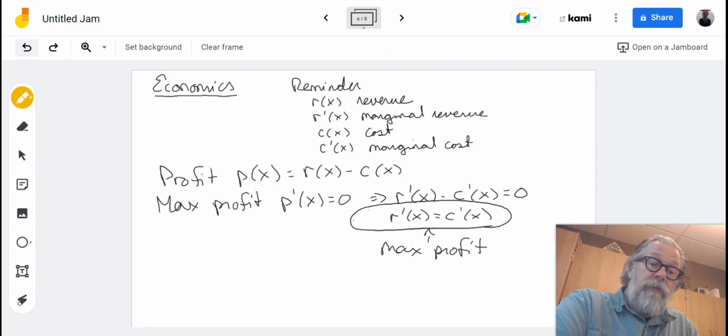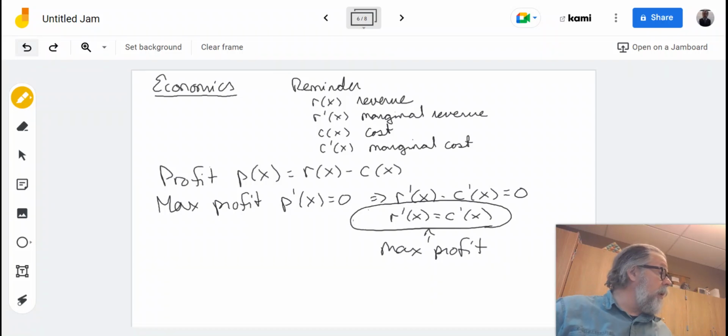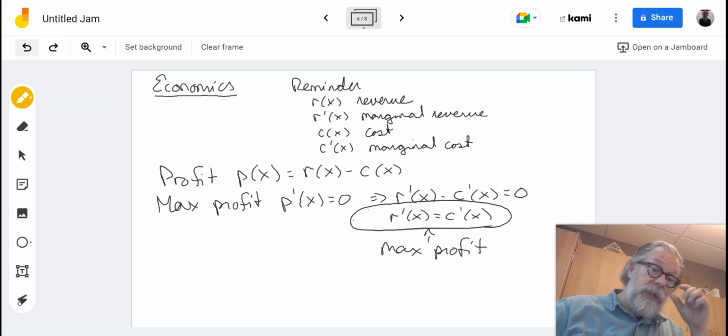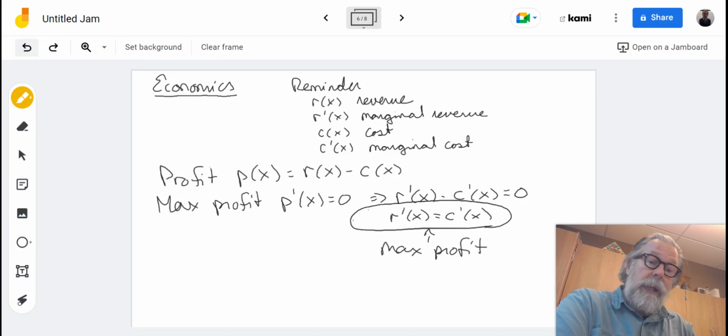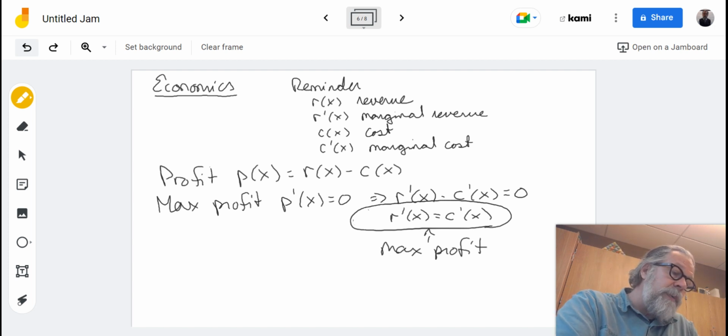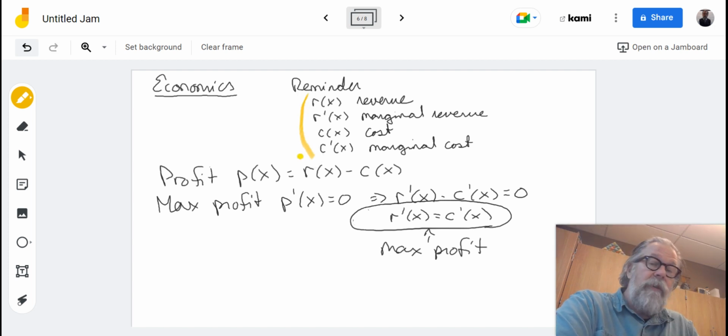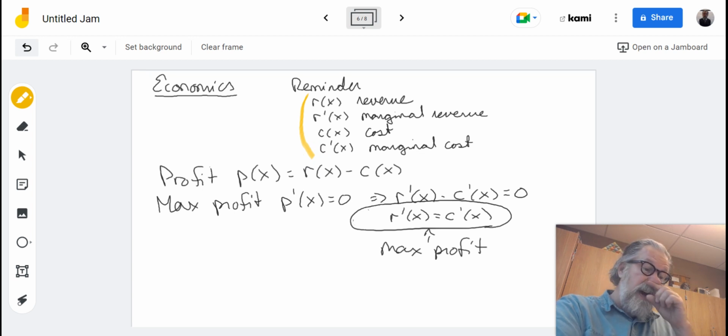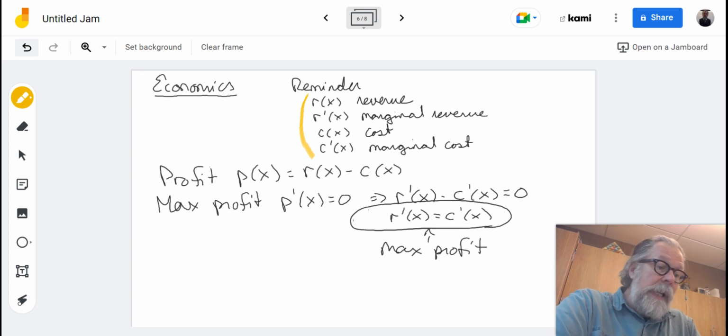Welcome back to section 5.4 of our modeling and optimization section in our calculus. We're going to be talking a little bit about economics today. Just a quick reminder, we've got some definitions. The function R of x represents the revenue, C of x represents our cost, and the first derivative of R and the first derivative of C represent marginal revenue and marginal cost, respectively. In other words, what happens at the edges, what happens at the margins of my function.